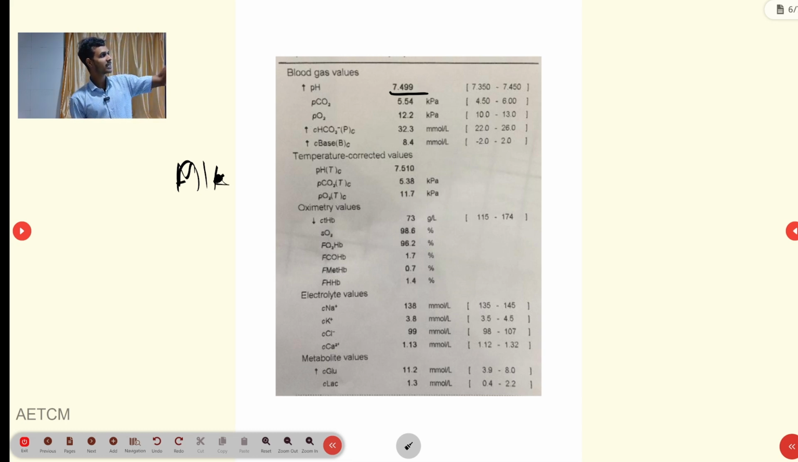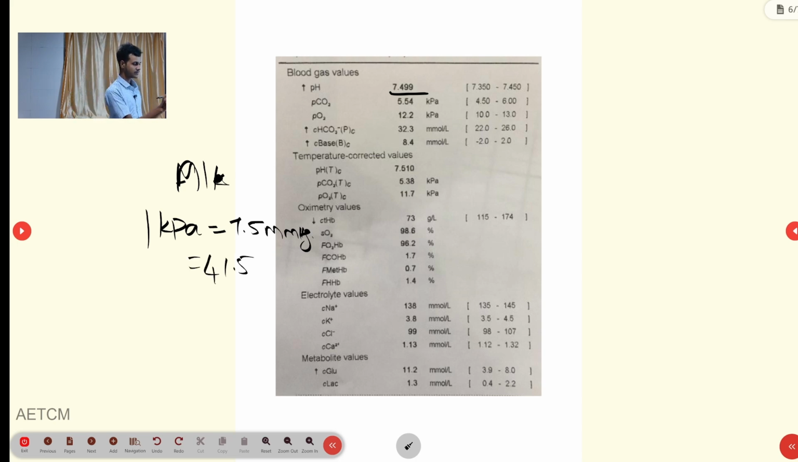So you can see the PCO2 level of 5.54. Here the kilopascal level is given. So 1 kPa is equal to around 7.5 millimeters of mercury. So here 5.54 means the value will come almost 41.5 millimeters of mercury. The normal PCO2 level is 35 to 45 millimeters, so here it remains in the same normal level.